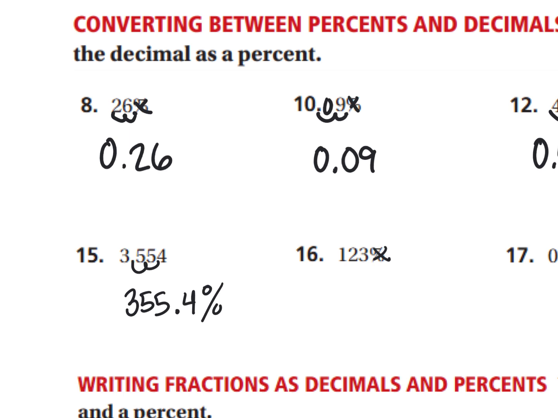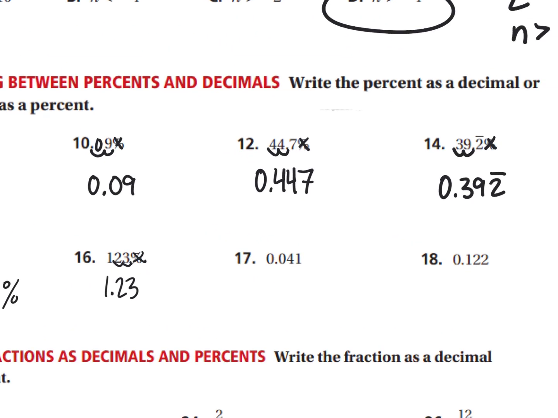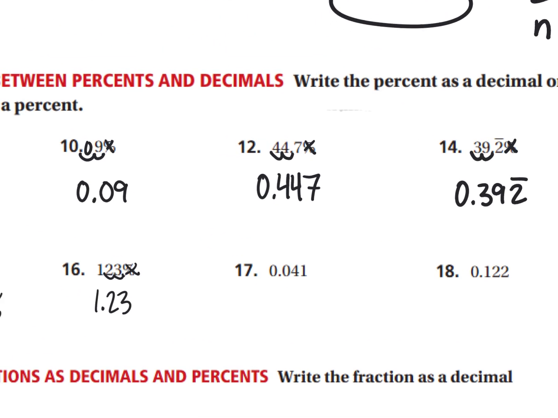16, we're kind of back to before. Get rid of the percent sign, add my decimal. 2 to the left, I get 1.23. 17, there's no percent sign, so I need to go 2 to the right. 4 comes before the decimal, 1 comes after, add my percent. Finally, number 18, no percent sign, I'm going to go 2 to the right. 12 before the decimal, 2 after, with a percent sign.